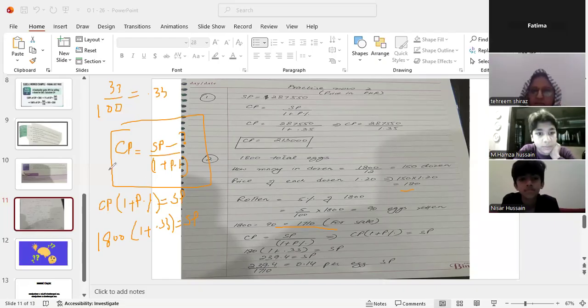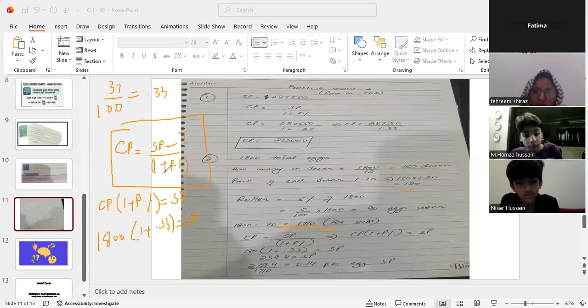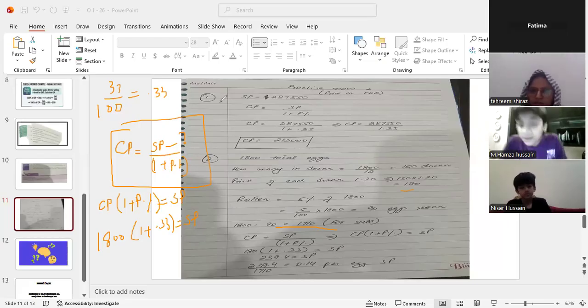Okay, for that, this formula is actually, we just substitute the values or we just shift 1 plus profit percent to the left hand side. Yes, Fatma, what is the question?